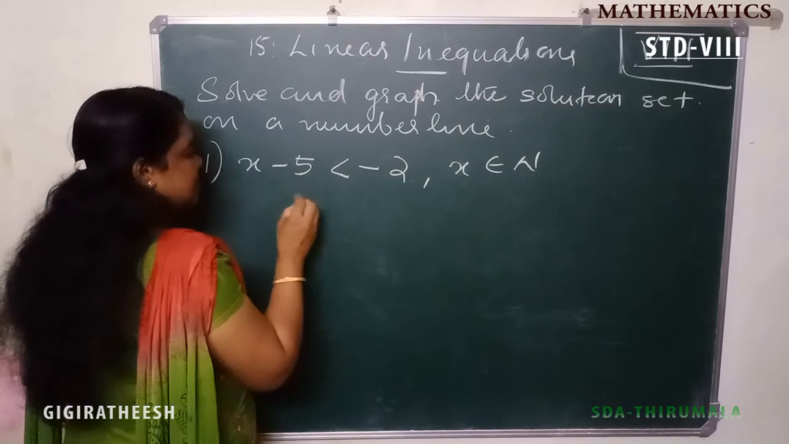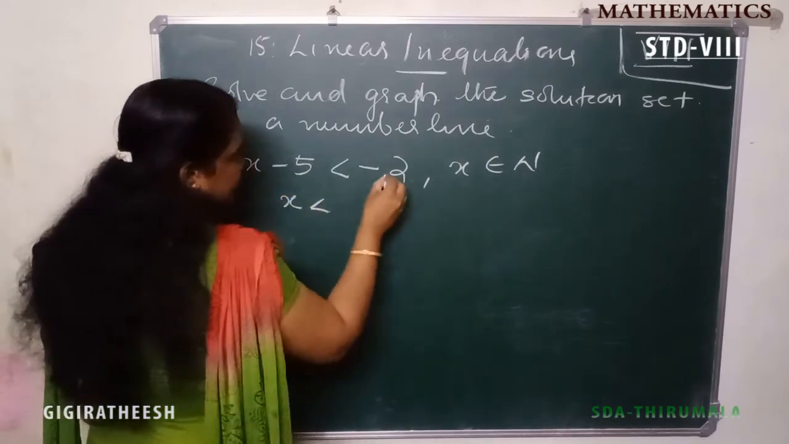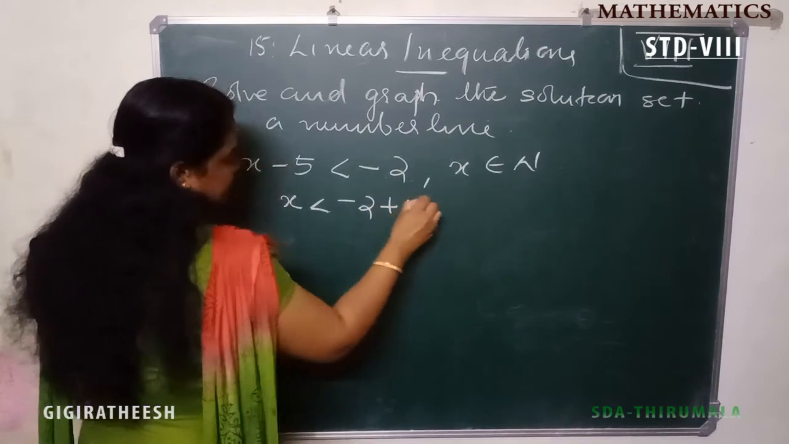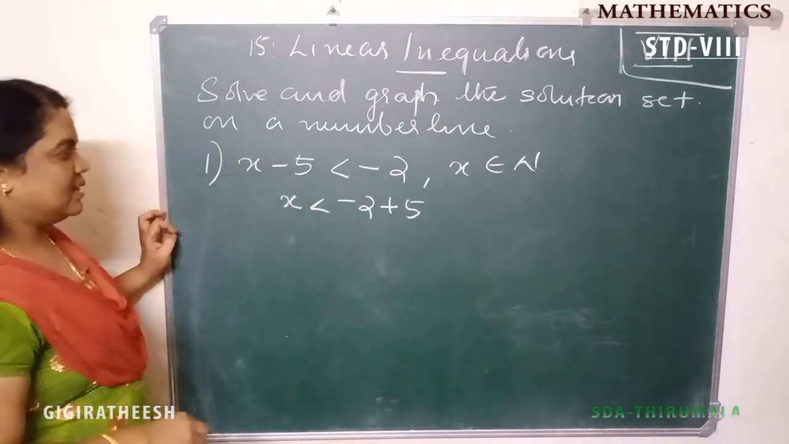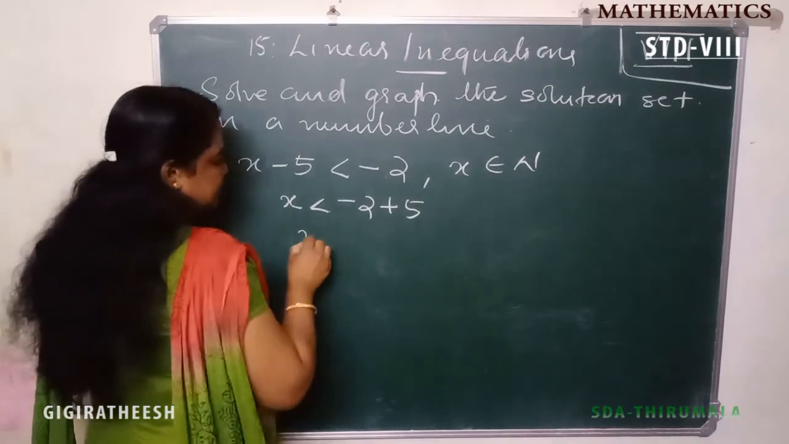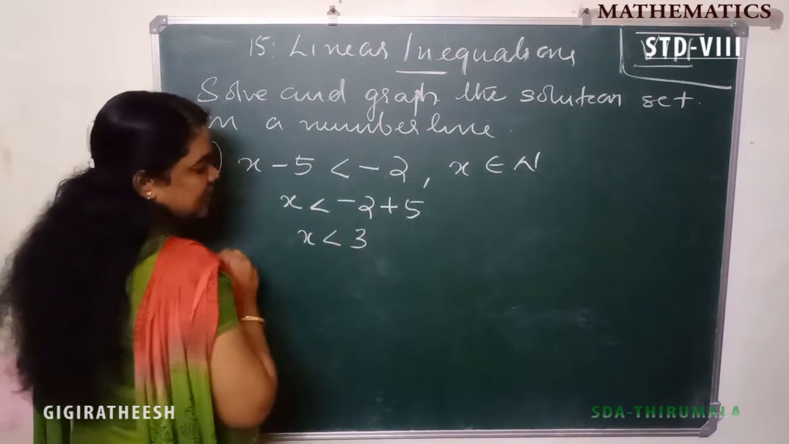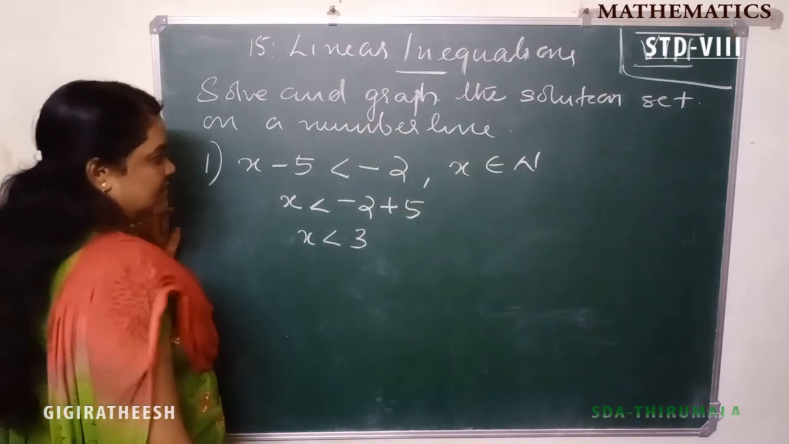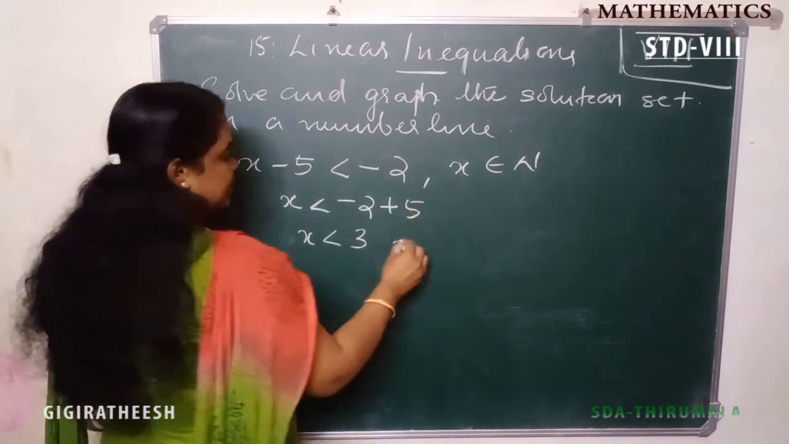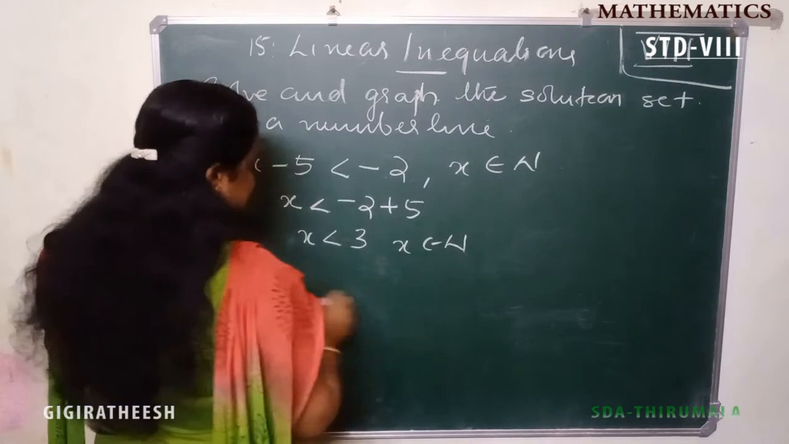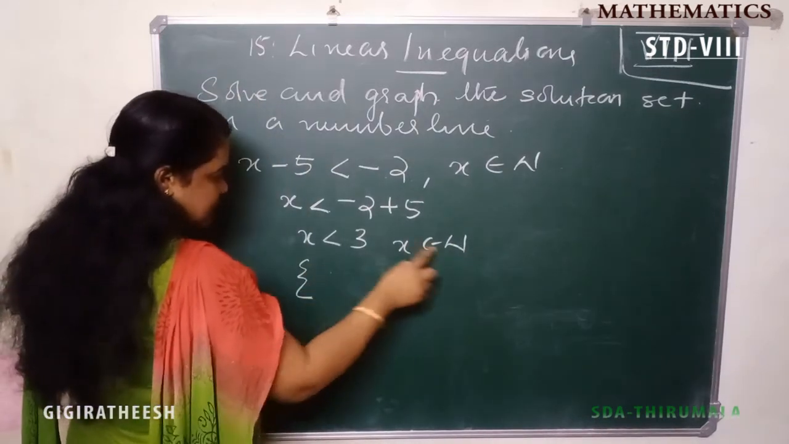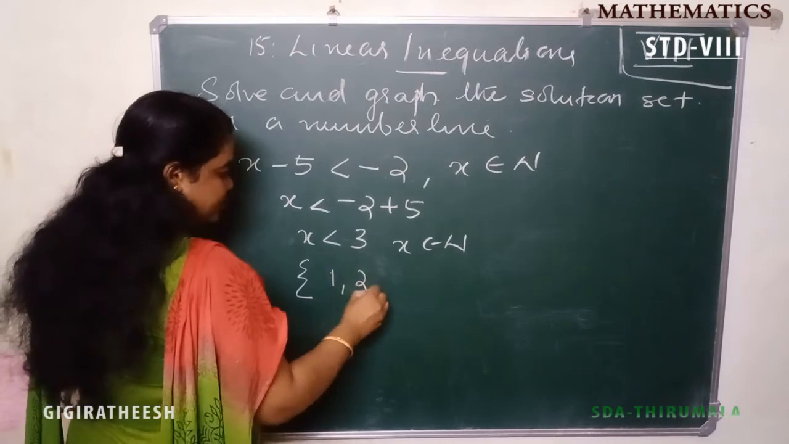For x less than minus 2, taking this minus 5 to the right side, it is plus 5. Taking the constant to the right side, minus 2 plus 5, that is x less than 3. Minus 2 plus 5 is equal to 3, and x element of N. The solution set is x less than 3, natural numbers, that is 1 and 2.